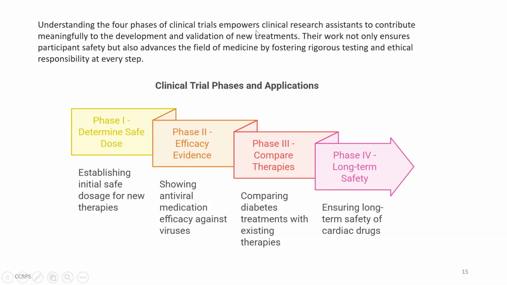Understanding the four phases of clinical trials empowers clinical research assistants, CRAs, or clinical trial assistants, CTAs, to contribute meaningfully to the development and validation of new treatments. Their work not only ensures participant safety but also advances the field of medicine by fostering rigorous testing and ethical responsibility at every step. And here is a diagram on clinical trial phases and applications. Phase 1 determines safe dose, Phase 2 efficacy evidence, Phase 3 compares therapies, and Phase 4 long-term safety.